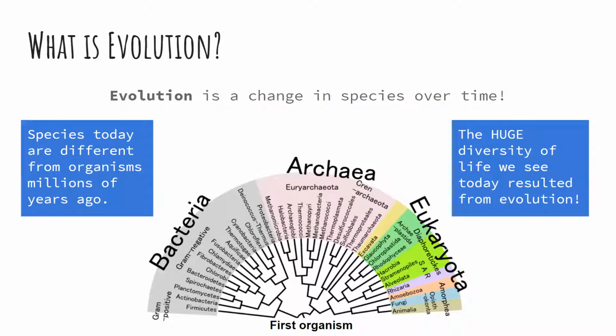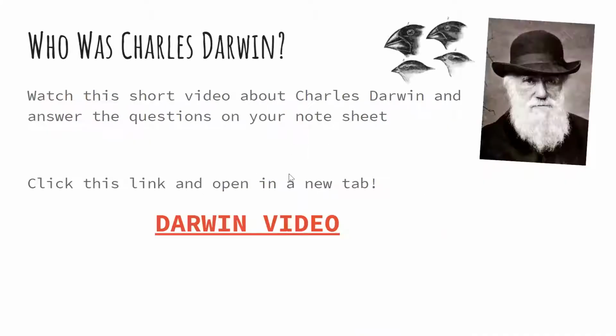Remember, evolution is a change of a species over time. Species today are different from millions of years ago. We have this huge diversity now. We all seem to have arisen from, or it's theorized that we have arisen from, one single organism, the first organism, a prokaryote. So who was Charles Darwin?